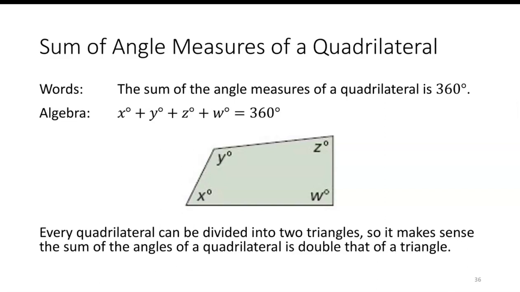And the reason for that is you can take any quadrilateral and cut it from one corner to the opposite corner, and you're basically going to form two triangles. And if you recall that the sum of the angles of a triangle is 180, then 2 times 180 is 360.